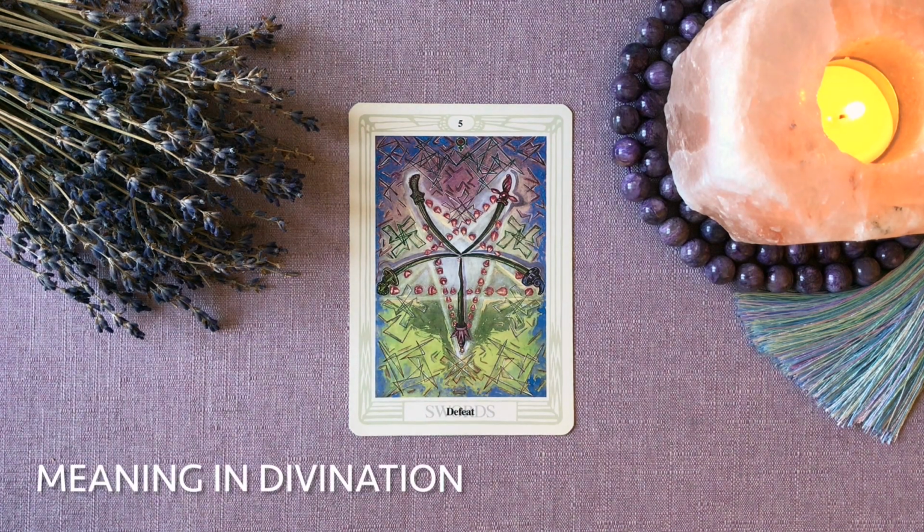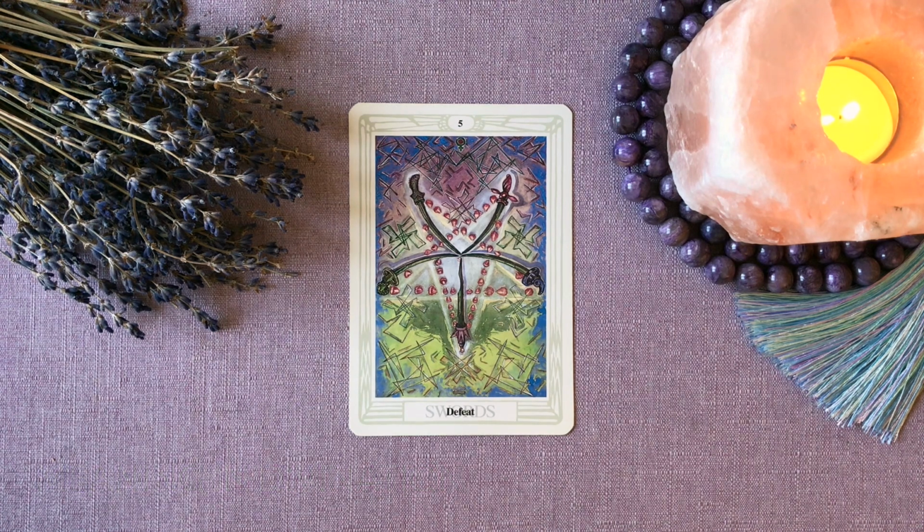Now I'm going to tell you a bit about how to interpret this card in divination. A Five of Swords shows us defeat. This card shows loss and betrayal. It can show gossip. It can also show cowardly cruelness.